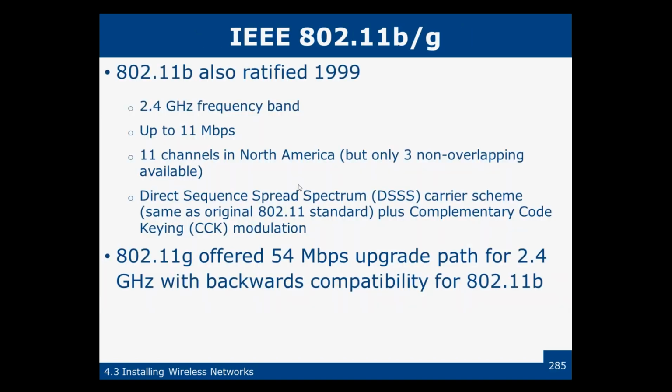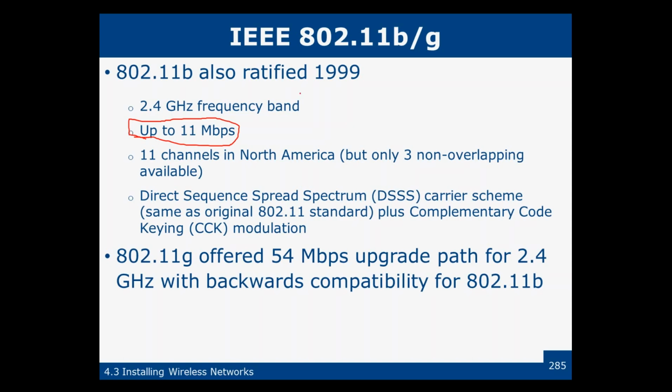802.11b, this is BG, but the B was ratified in '99, 2.4 gigahertz, and it was 11 megabits. And you're not going to get that because of all the other things that go on. And these data rates that they talk about are when you're pretty close to the access point. The farther you get away from the access point, the slower the data rate. And you may have experienced that in a hotel. You get free Wi-Fi, but you're so far away you can't get anything.